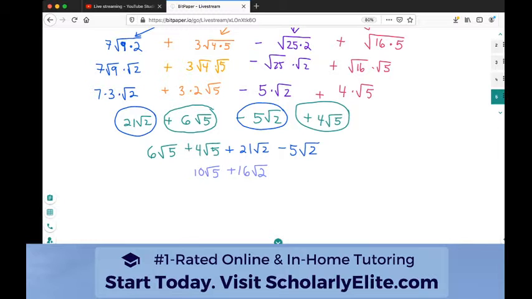As you can see, the radicand, the radical basically, stays the same. This is our final answer. It does not get more simplified than this, folks. We are out here living the dream, okay?